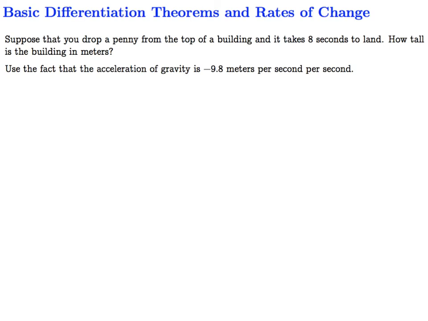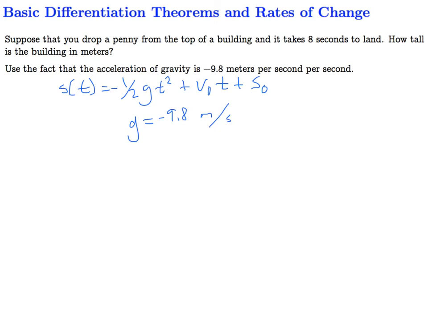Okay, so let's think about this. We had our formula from before that gives our position in terms of gravity, time, initial velocity and our starting height. Well, what do we know? Gravity is going to be negative 9.8 meters per second squared. My initial velocity, I don't know that. My initial height, I don't know that. It doesn't tell me. So whenever something doesn't tell you something, you've got to think about it.